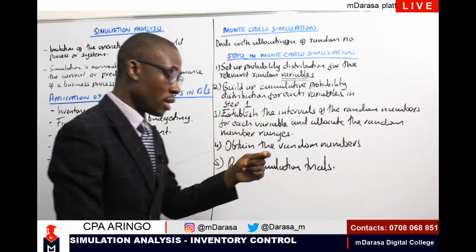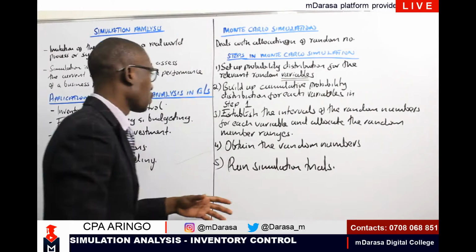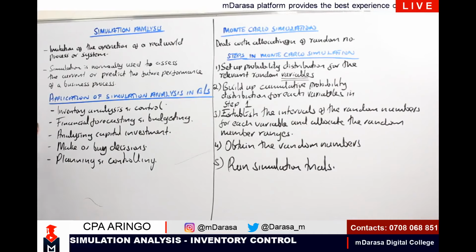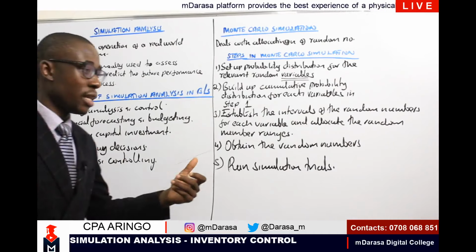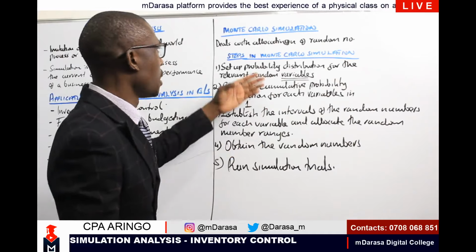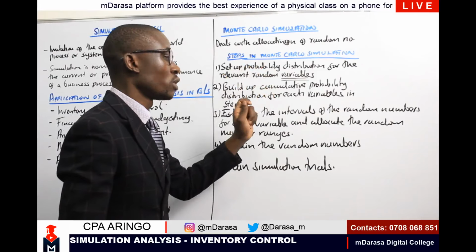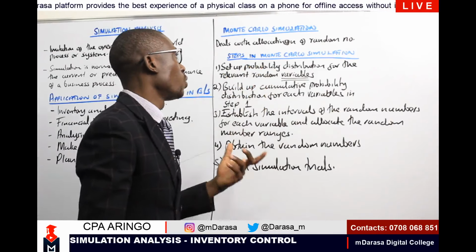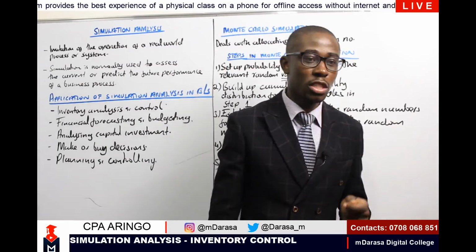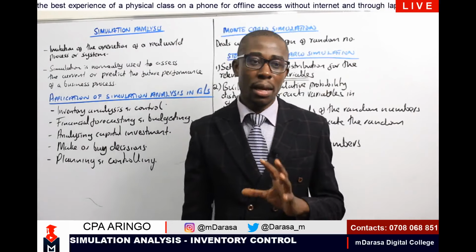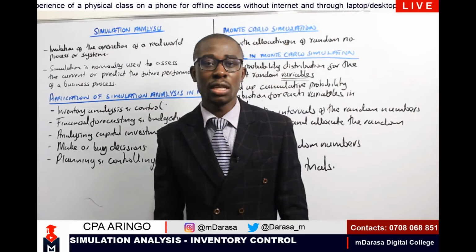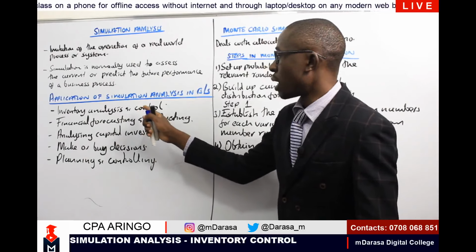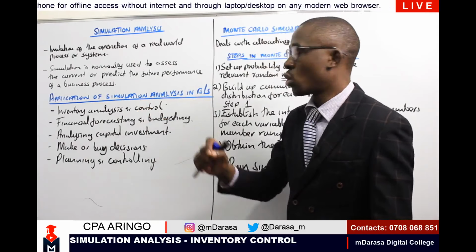So in our class today, the objective was for us to understand the concept of simulation. We should understand where simulation is normally applied in our business. And we've said that whenever you're talking of simulation in business, Monte Carlo simulation procedure or process will always click at the back of our mind. And we went ahead and looked at the steps in Monte Carlo simulation. So our main area today was simulation analysis in inventory control.